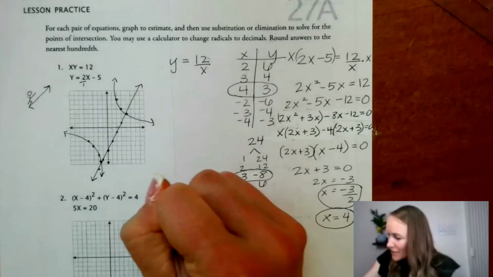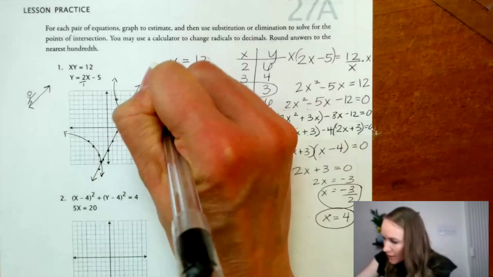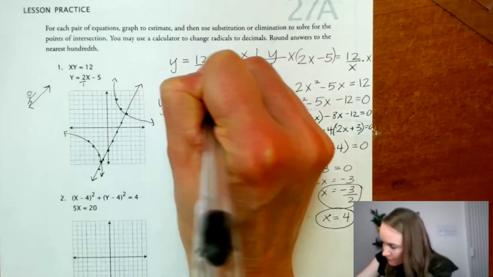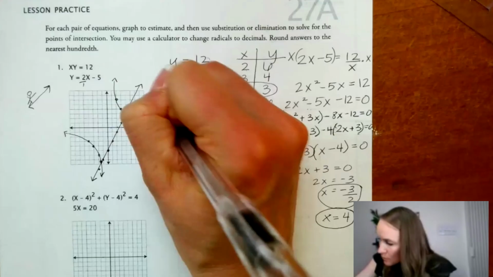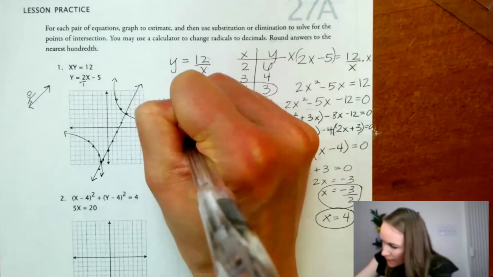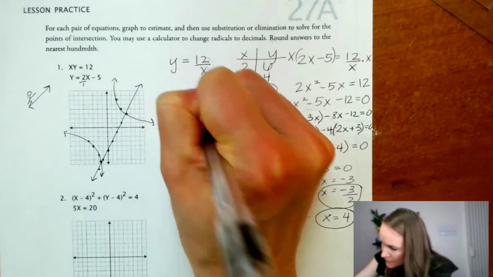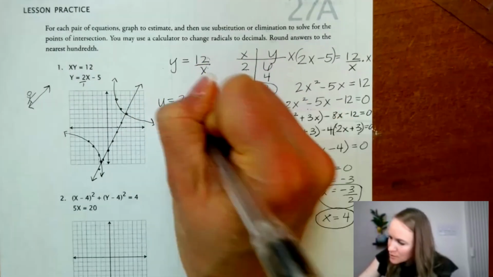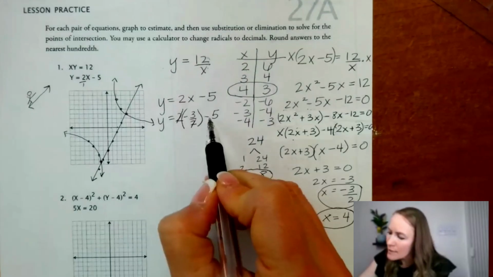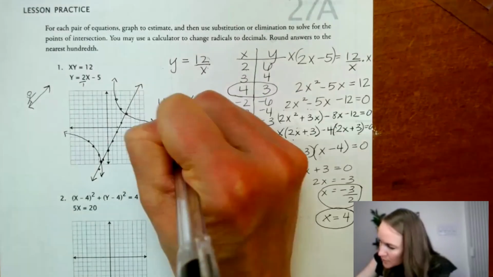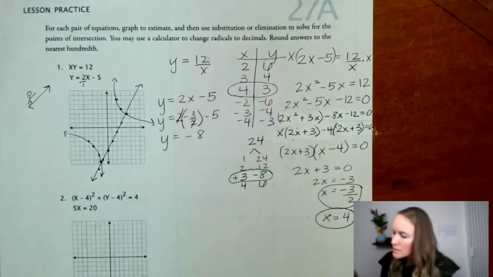Okay, so I'm plugging it into the equation y equals 2x minus 5. So I'm going to plug in -3/2. So y equals 2 times -3/2 minus 5. Those 2's cancel. That's very nice. Then I'm left with -3 minus 5, and I get y equal to -8.